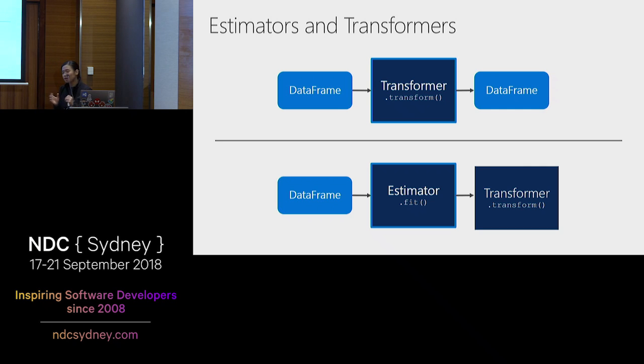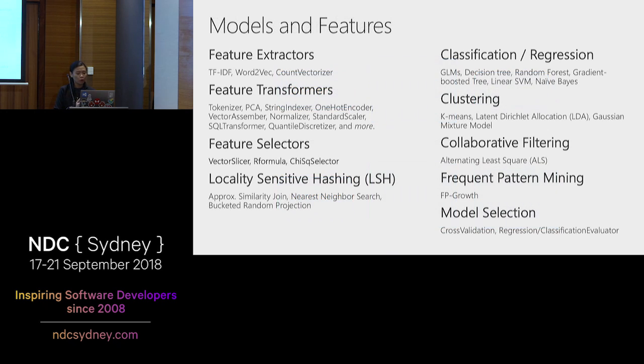An estimator is slightly more complex because it takes a data frame and it spits out a transformer. And the way to think about it is that's actually your model. So you could think you fit an estimator, it spits out a trained model, which is now a transformer, which you can use to make predictions on your data. So that's how you would think about it. Now, almost everything within Spark MLlib is either a transformer or an estimator, probably like 90% of it. So you can see that it's a fairly feature-rich library.